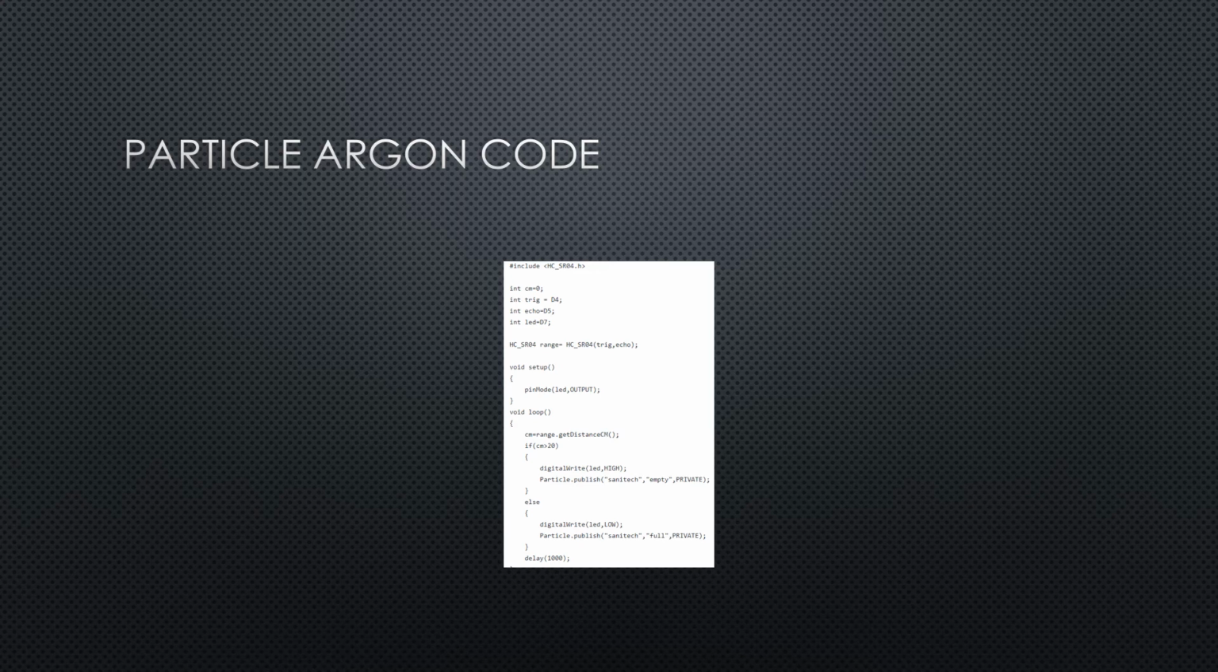In the void setup, I have just declared the LED output, and in the loop I have created an if else. The first thing I have done is get the distance, and in the if else, if the distance is more than 20 centimeters, it will turn on the LED, and it will publish an event which will say that the sanitizer tank is empty, so please fill it. Otherwise it will publish the event that it is full, no need to fill it, and it will just work after a delay of 1 second.